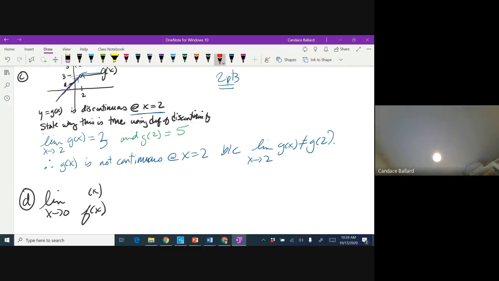As far as your points are concerned, you get 1 point for showing me those two statements, okay? And then you get a point for your reason here. And there's a typo on this, isn't there? That should have a g of x right there.